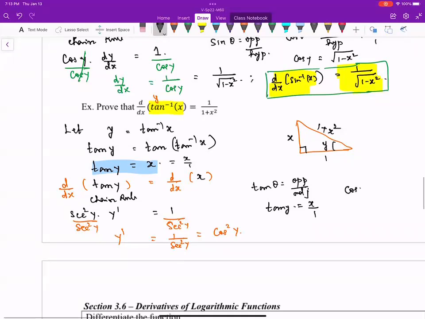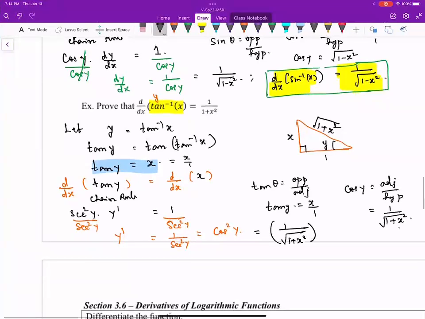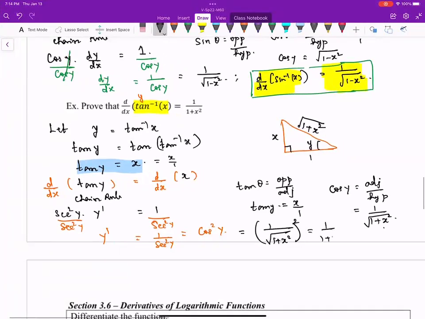But what is cosine y in the triangle? Cosine y is adjacent over hypotenuse. What is the adjacent? 1. What is the hypotenuse? Square root of 1 plus x squared. But we are taking cosine squared y, so we have to take the square of this, which will be 1 over 1 plus x squared. So y prime, or the derivative of inverse tan x, equals 1 over 1 plus x squared.